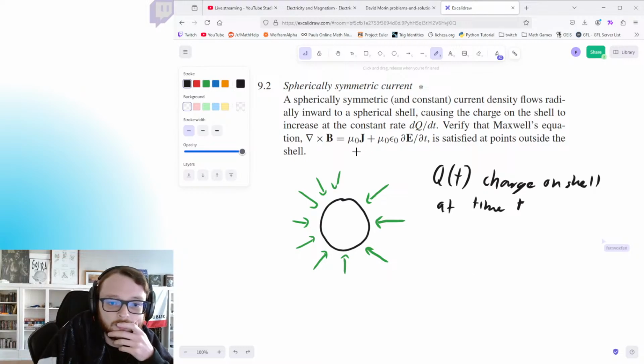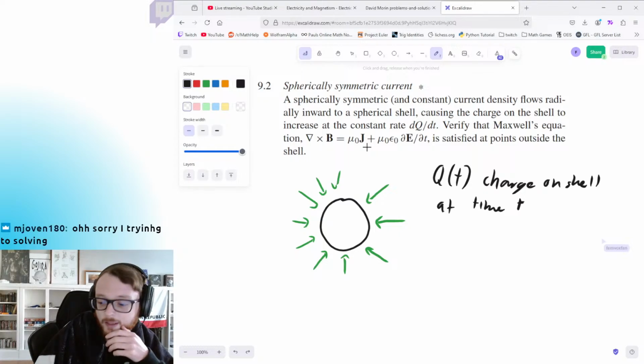Can we make a comment about J? What are the units of J again? Is it coulombs per square meter? Amps per square meter, is that what it is? I think it might be coulombs per second times per square meter.